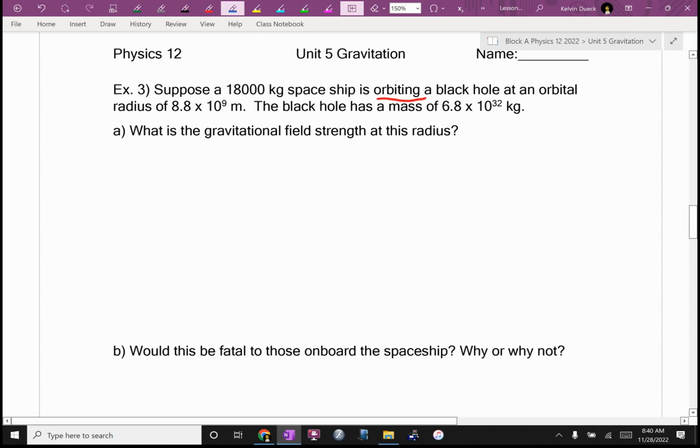What's gravitational field? Alex, its symbol is little g. And I did give you a formula for little g on your formula sheet. Can you read it to me, please?